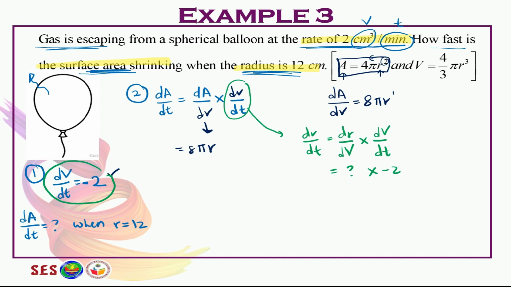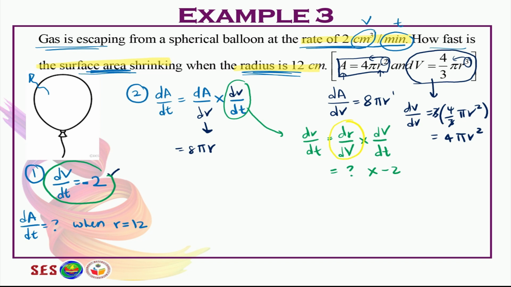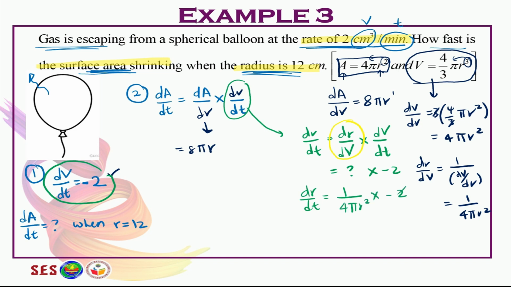You can find dr over dV from this formula. So first you have to differentiate. So dV over dr is equal to, bring power to the front, so 3 and then 4/3 pi r and then power 3 minus 1 will be 2. Simplify. So you have 4 pi r squared. But you want to find dr over dV. So dr over dV is equal to 1 over dV over dr. So it's equal to 1 over 4 pi r squared. So dr over dt is equal to 1 over 4 pi r squared times -2. So simplify. So it's equal to -1 over 2 pi r squared.